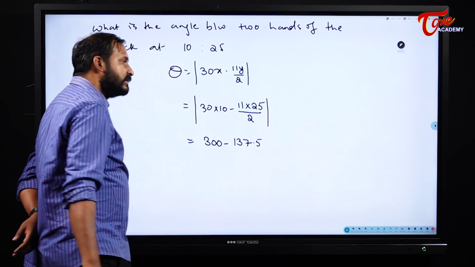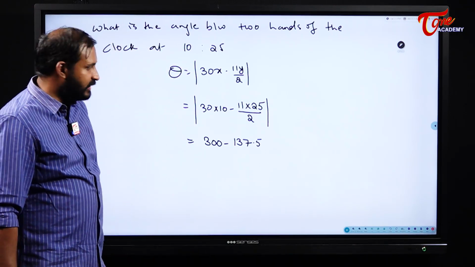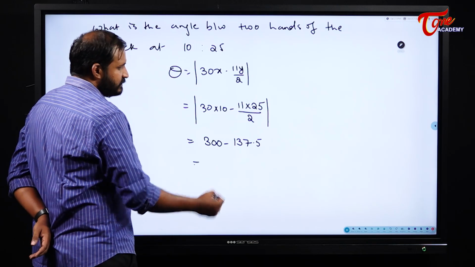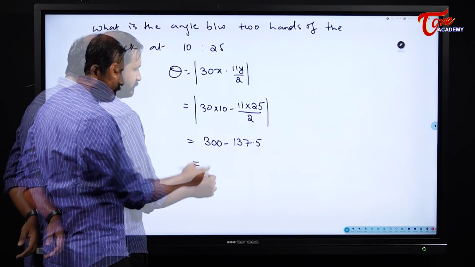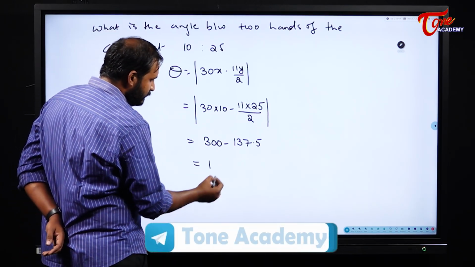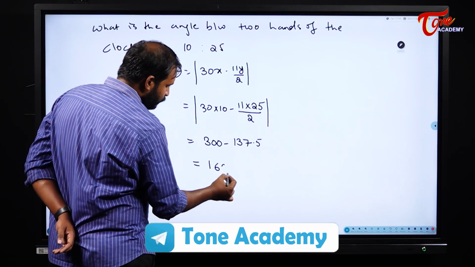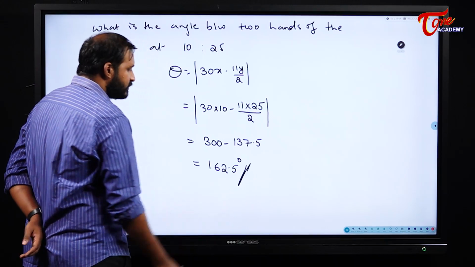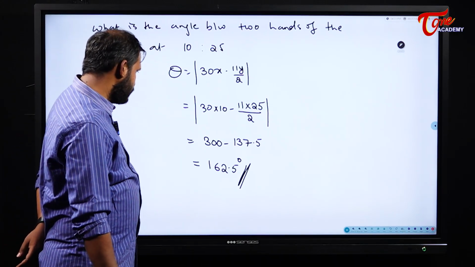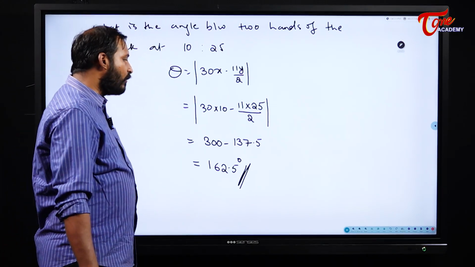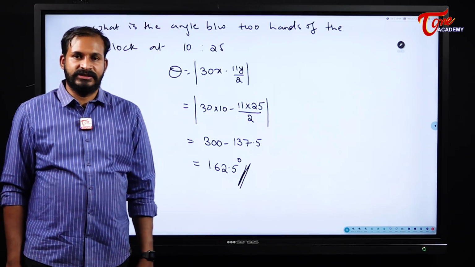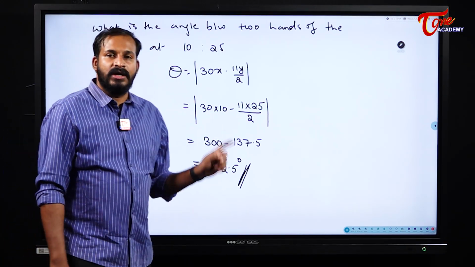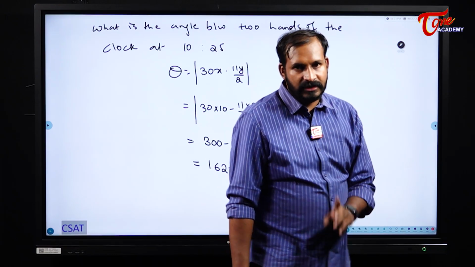137.5 degrees. 137.5 degrees you will get. So now what happens to this? When I solve this one, 162.5 degrees. The angle between two hands of the clock will become how much for us? 162.5 degrees. In this manner, we are going to write the angle between two hands of the clock.